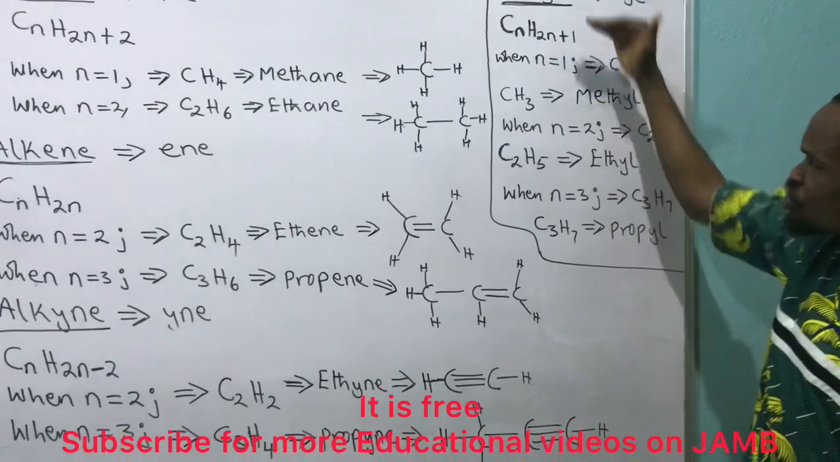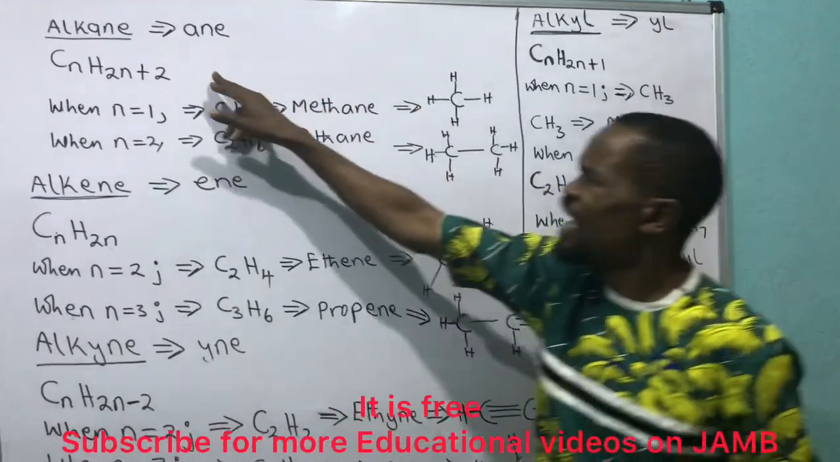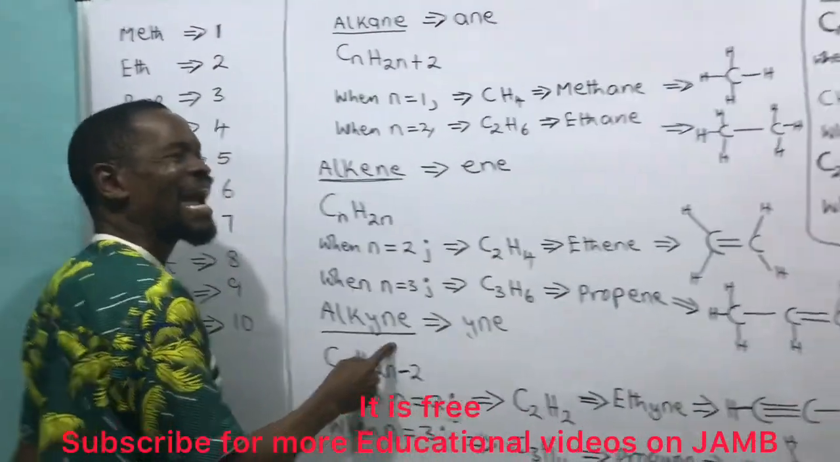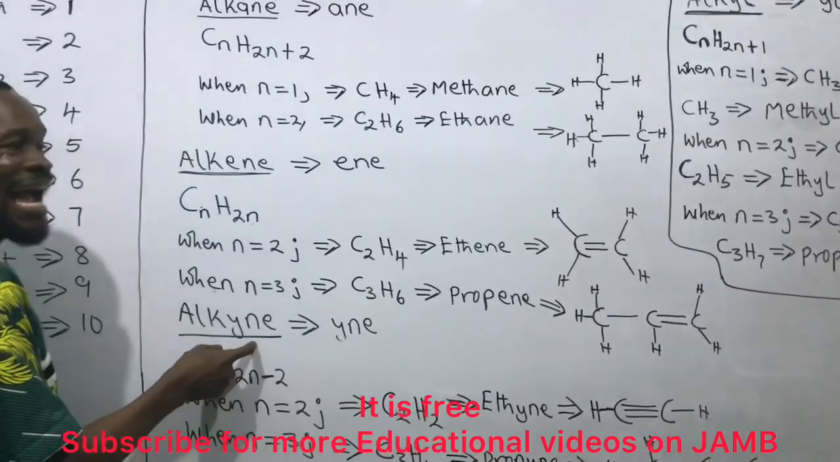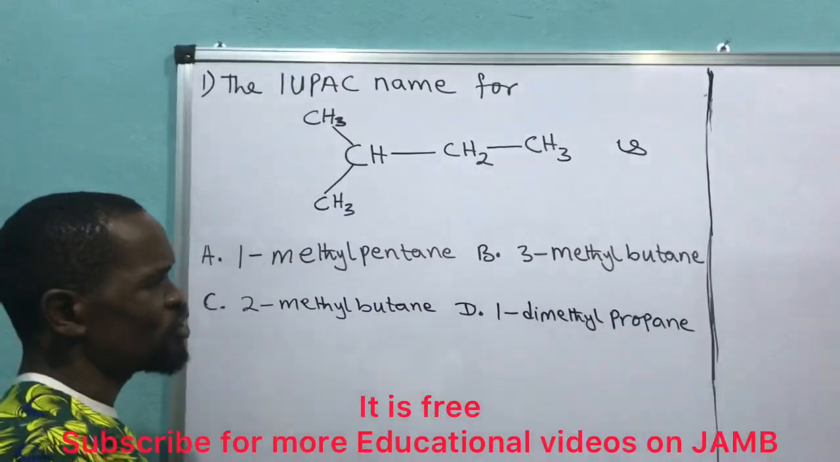They are homologous series. Homologous series of alkyl group, homologous series of alkane, homologous series of what? Alkene, homologous series of what? Alkyl. This is alkyl. So note it now. Then right now let's go into it.